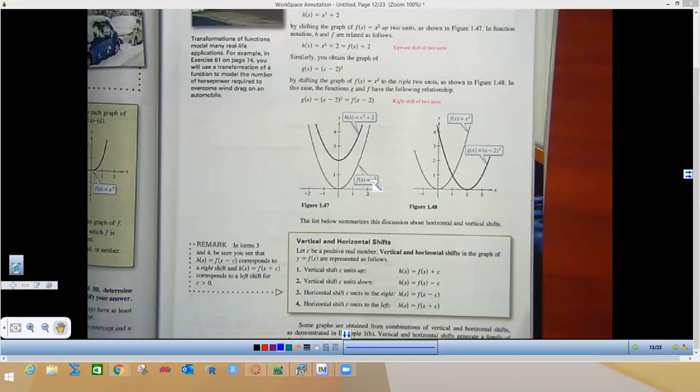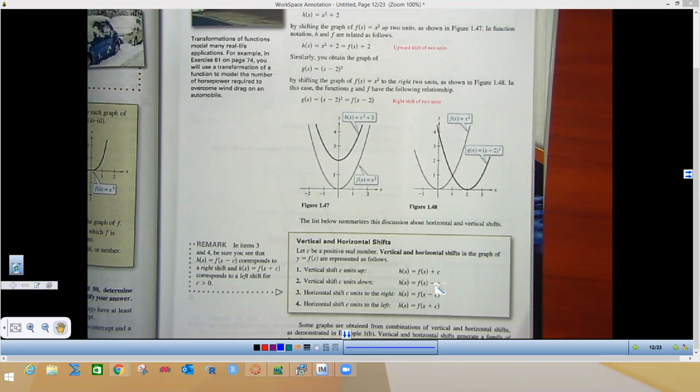So if I look at this problem, x squared is the parent graph. We got an x squared and then plus 2. That moved this vertex up 2. It moved this point that was at (1, 1) up to (1, 3). It moved this point that was (-1, 1) up to (-1, 3). So it takes every point and moves them up.